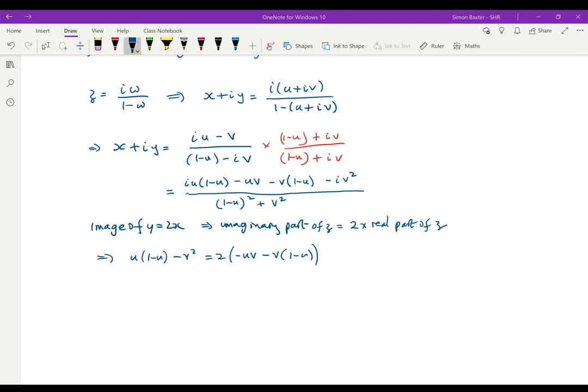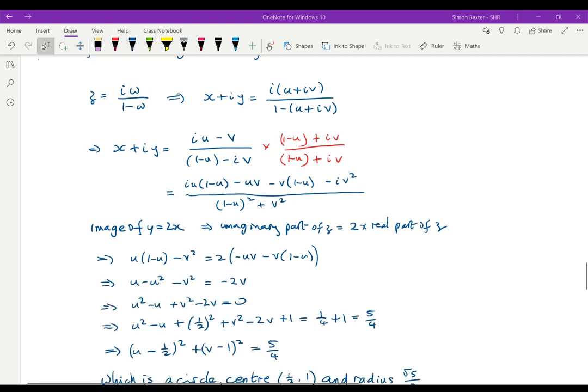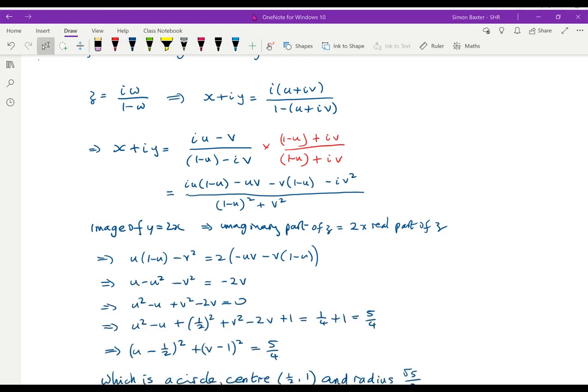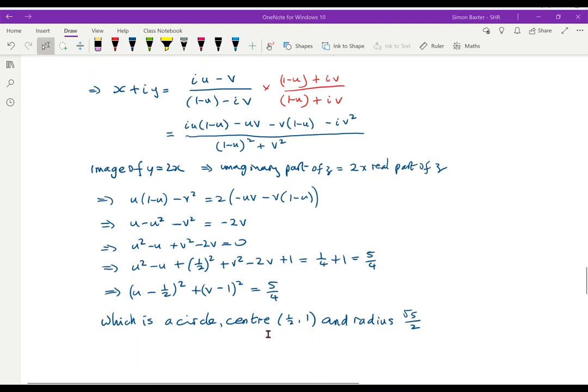Now a simple piece of algebra should take us to the equation. Simplifying this, we get u minus u squared minus v squared minus uv plus uv disappears. That leaves me just with minus 2v. Sorting that out, we get u squared minus u plus v squared minus 2v is 0. Complete the square: add a half squared, which is a quarter, and add 1 squared, which is 1, giving 5 over 4. There's the completion of the square. That gives us a circle, center (a half, 1), and radius root 5 over 2.